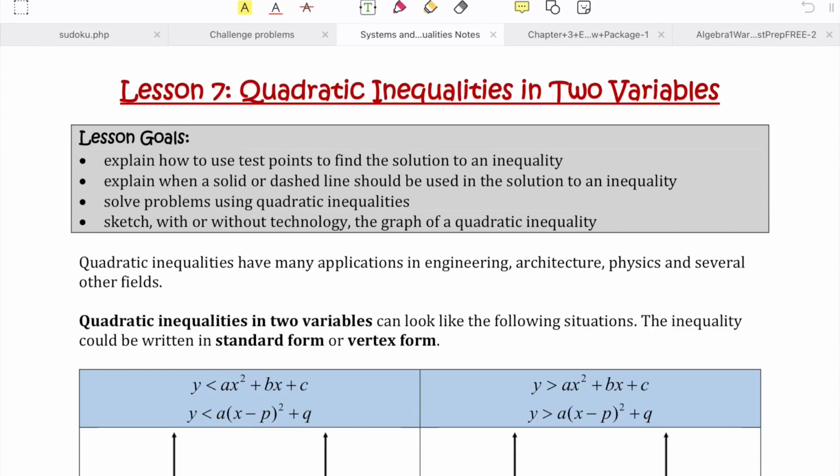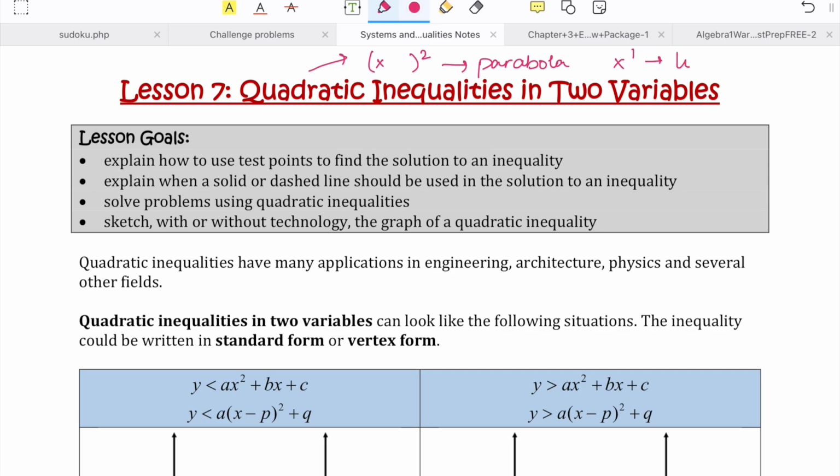Lesson 7, quadratic inequalities in two variables. Last lesson was about shading the graph when we have a linear inequality. Quadratic is whenever there's a power of 2 on the x value, okay? So that's how you'll tell by looking at an equation if you need to draw a straight line or a parabola. You draw a parabola when it's quadratic, right? And when x is to the power of 1, you draw a linear equation. So make sure you know how to differentiate between linear and quadratic equations, okay?